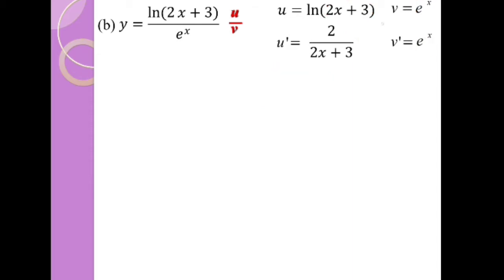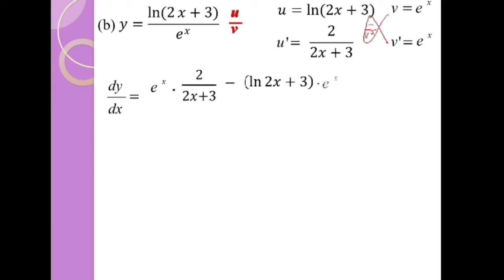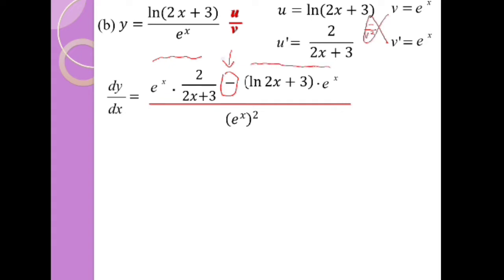Now, draw your crossfish with the positive, negative and over v squared. Write down your formula, v u prime minus u v prime over v squared. Next, to simplify this, factorize any similar factors. The separation is right at this negative sign. So you have to find one factor from the left side and also one factor from the right side of this negative sign. Is there anything which is similar that you can factorize? Well, there is e power of x. You can factorize e power of x and write everything else in a big bracket.